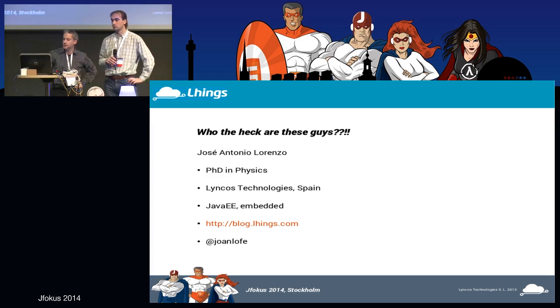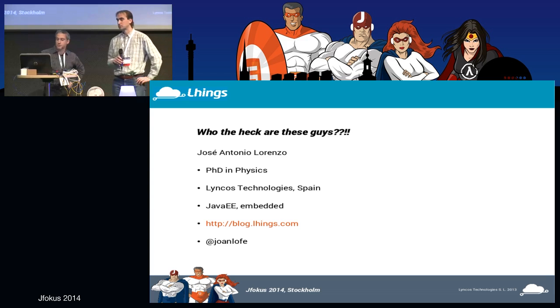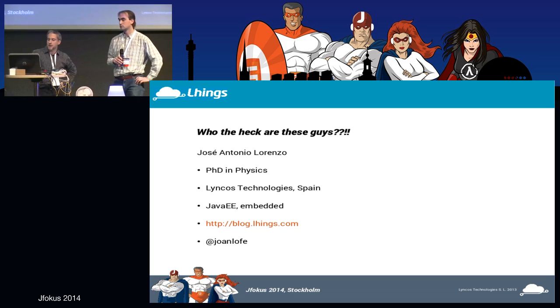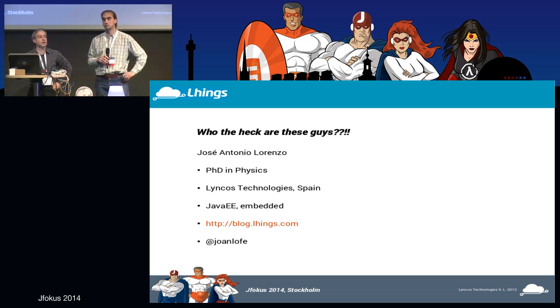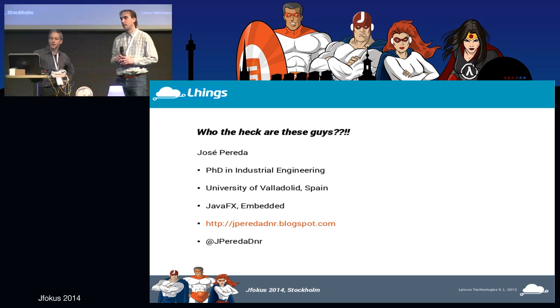So, to start, you may be wondering who the heck are these guys. So I present myself. My name is Jose Antonio. I have a PhD in physics, but I moved later. It was funny physics, but I enjoyed more working with computers, and I started working in ICT. I work now for Lhings Technologies, that is the company behind Lhings, and I do mainly Java EE and embedded programming. And well, you have here our blog and my Twitter account if you want to follow me.